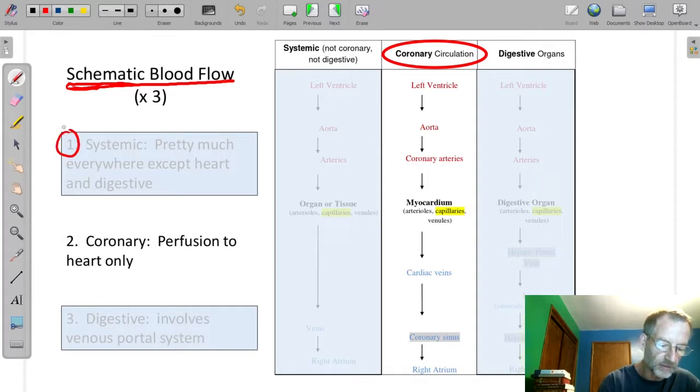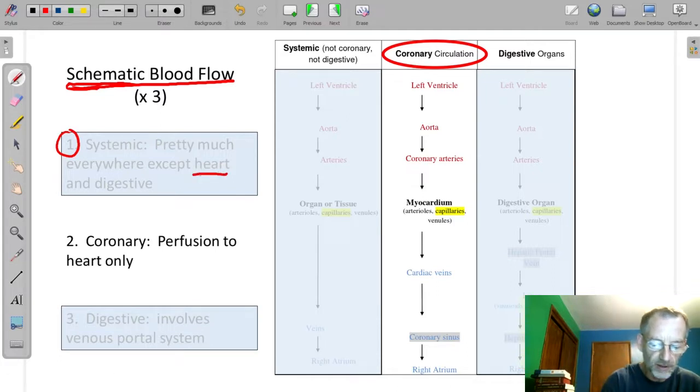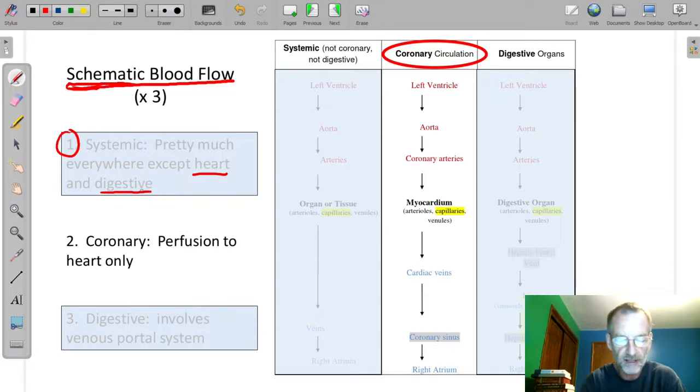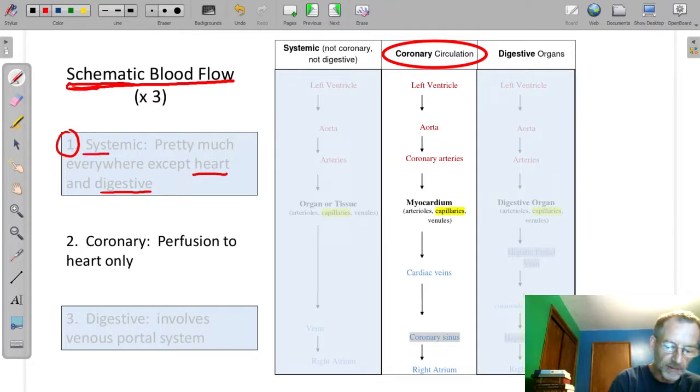One of these, the first one perhaps, is the systemic circulation. And that's pretty much everywhere that we're talking about except the heart, which we will talk about, and the digestive system, which we'll talk about later. So when we talk about blood flow to the arms, to the legs, to the head, that's all systemic blood flow. Systemic means system-wide. So it's going out to the whole circulatory system with a few exceptions. The heart and the digestive system are a little bit different.